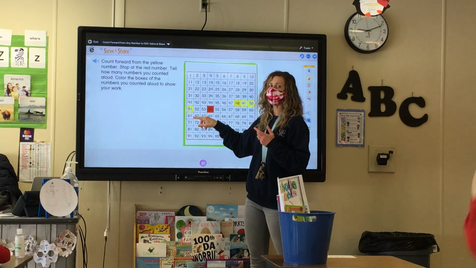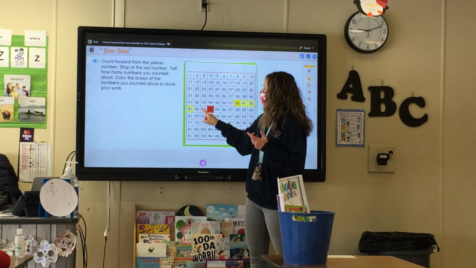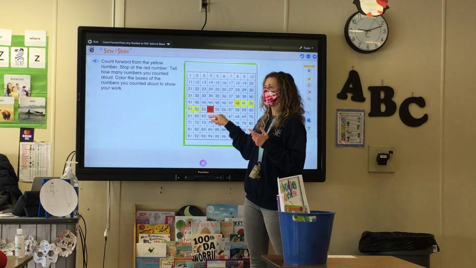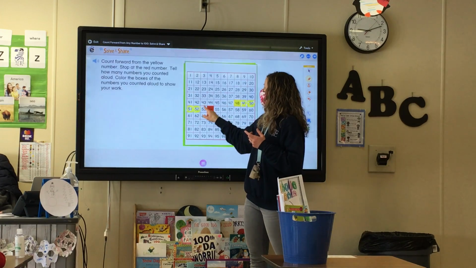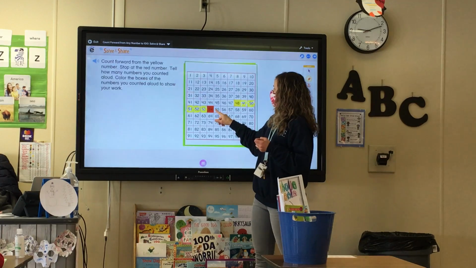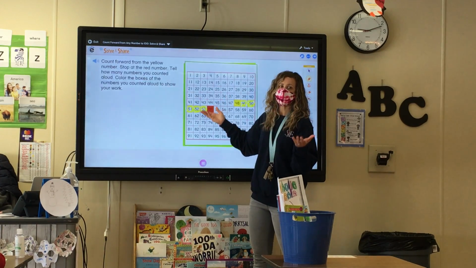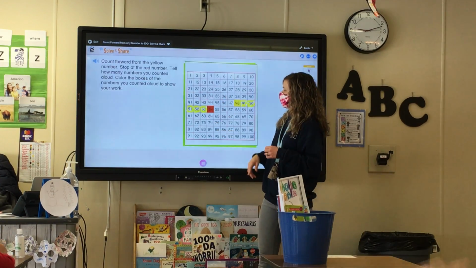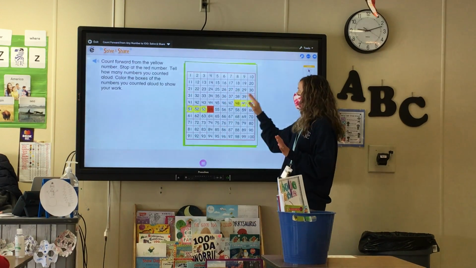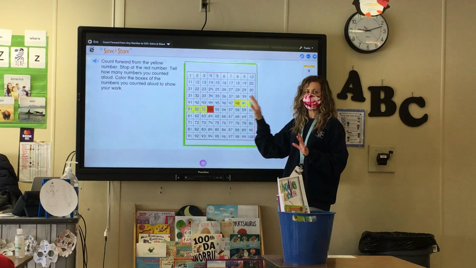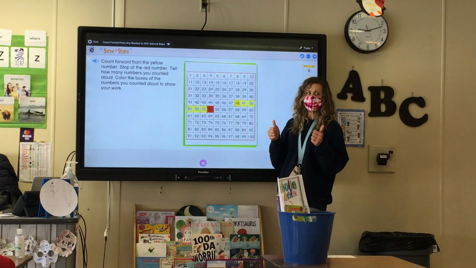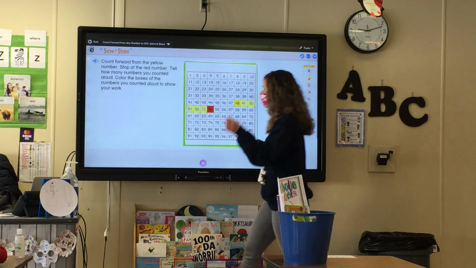What comes after 51? Finn? 52. All right, after 52, Ben? 53. Okay, and now we're going to stop on what, everyone? 54. Very good. Okay, so that's all we had to do. We just had to color and show which numbers we would count to, all the way up from 48 all the way to 54. We're good? Yeah. Okay, go ahead and turn the page.